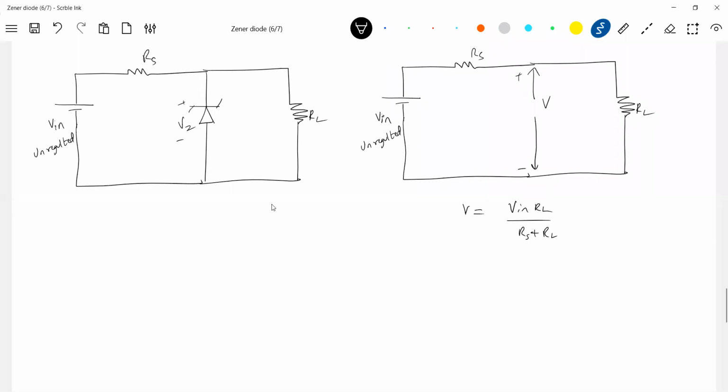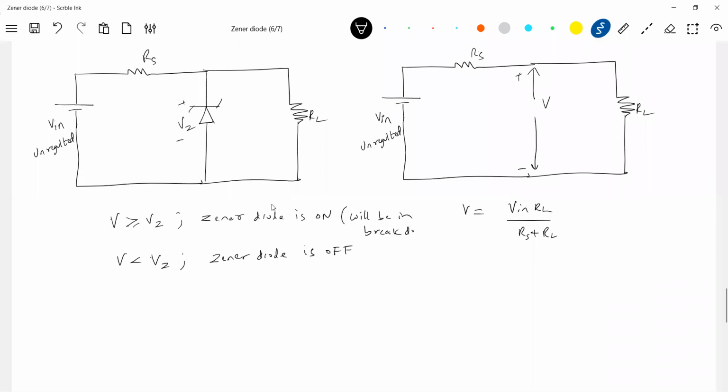Positive, negative. If V is greater than or equal to VZ, the Zener diode is on. The Zener diode will operate in breakdown, and the Zener diode is on. If this V is less than VZ, what do you mean by on and off? Not in breakdown. The Zener diode is on means it will be in the breakdown region.